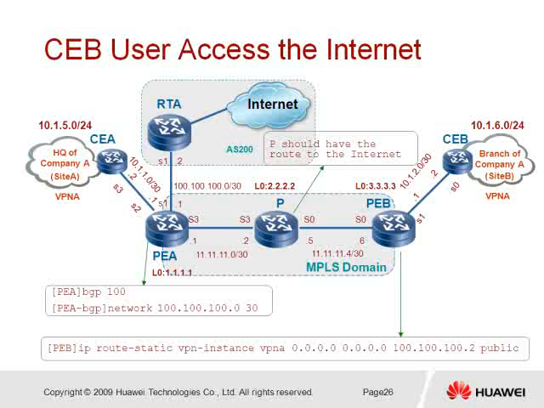If the egress router PEA is configured to distribute an OSPF default route, P will learn the default route to the Internet, whose next hop is PEA. It can also be configured that the route policy on PEA imports the route learned from the eBGP peer RTA into OSPF accordingly. Then P will learn the associated route to the Internet. The configurations above are used to forward the packet of the user of CEB to the Internet.